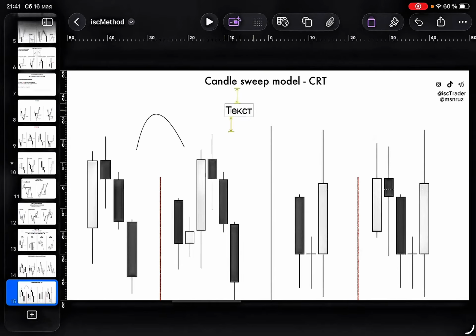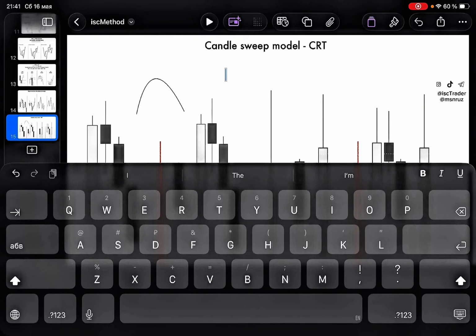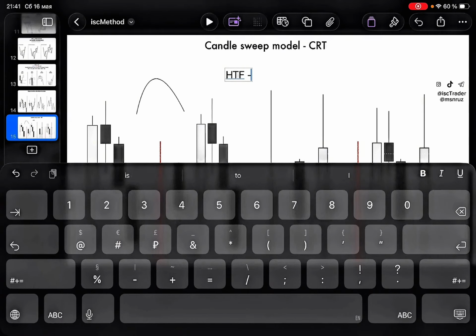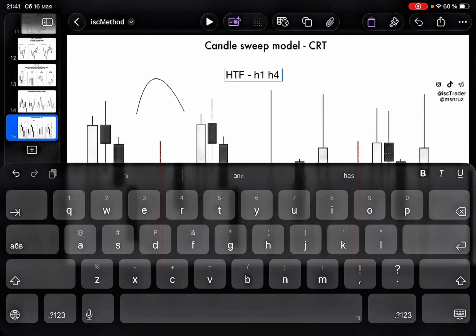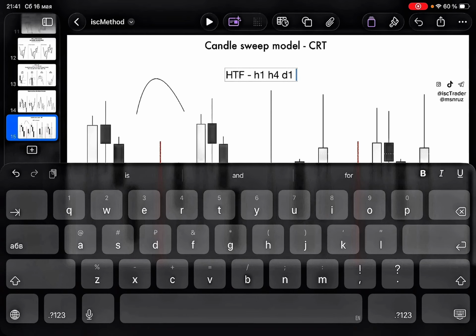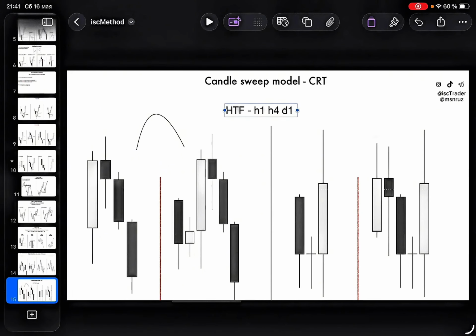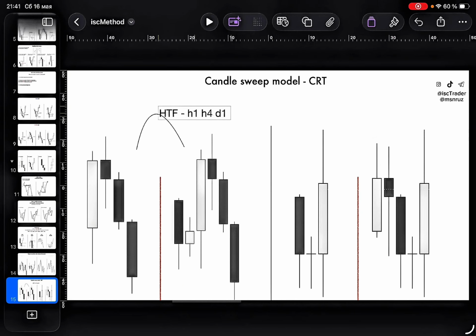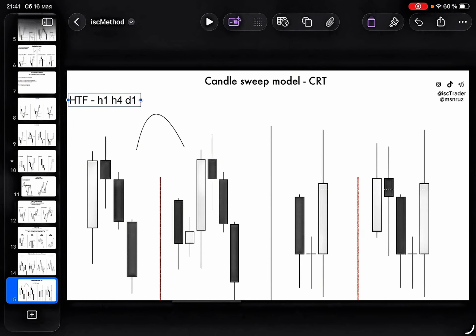First of all, we need to know this. We use CRT on a high time frame. We need to use it on 1 hour or 4 hour or daily time frames. We never use it on a low time frame. We only use it on this high time frame.